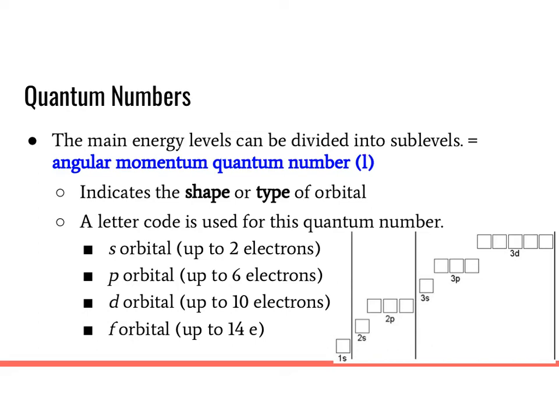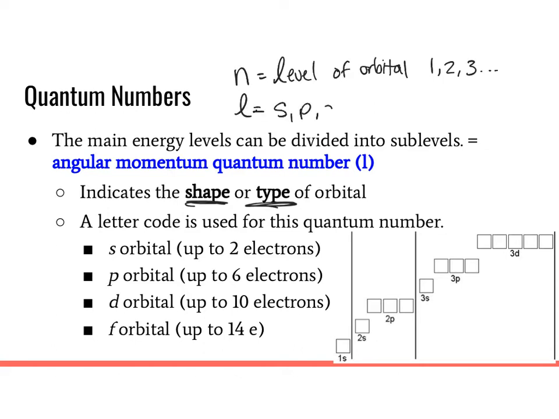So we have our N value, which equals our level of orbital, like 1, 2, 3. And then we have our L, which is our angular momentum, which is going to talk about the shape or type. This one is going to be a letter, and it's either going to be S, P, D, or F.